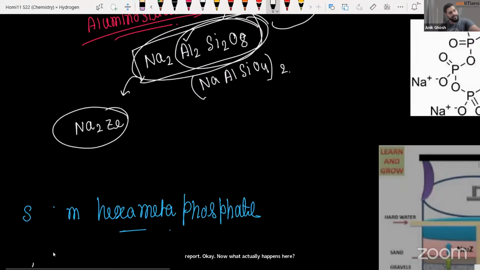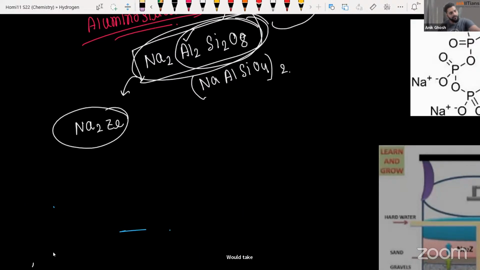Now what actually happens here? We take this Na2Z, not Zd, Z for zeolite. What do we do, guys? We give this Na2Z compound where we have the calcium or magnesium ion.